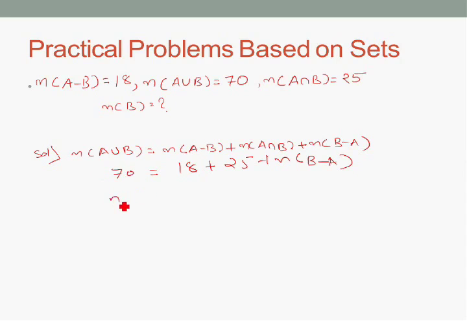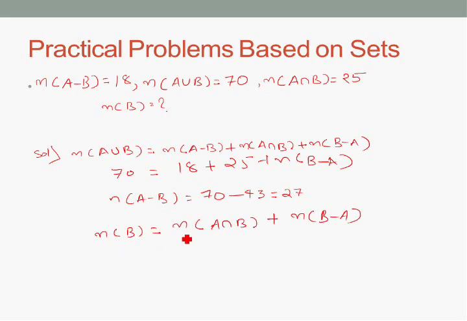From this we can calculate the value of n of B minus A. So n of B minus A equals 70 minus 43, which is equal to 27. Now n of B equals n of A intersection B plus n of B minus A. Hence the value of n of B is 25 plus 27, which equals 52.